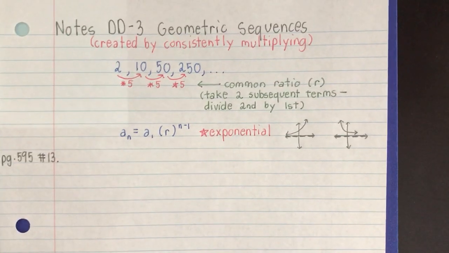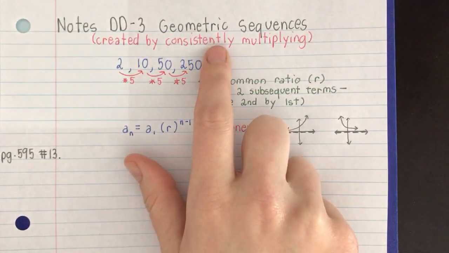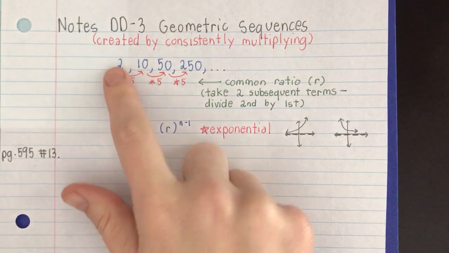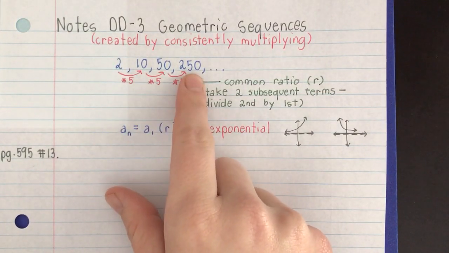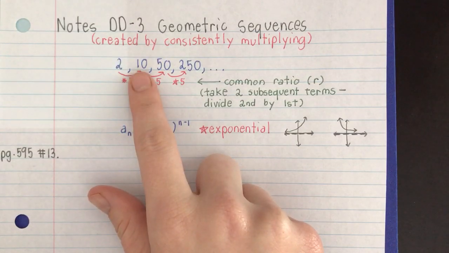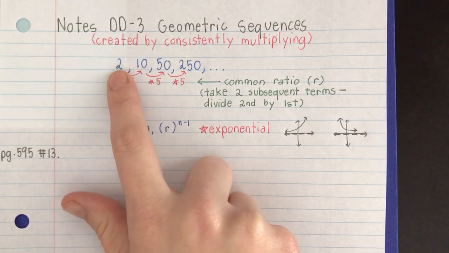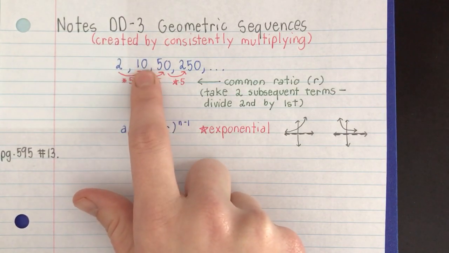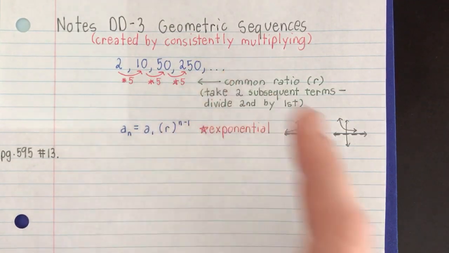Looking at notes DD-3, geometric sequences. Geometric sequences are created by consistently multiplying. Look at this sequence we have here. It goes 2, 10, 50, 250. How is this sequence created? If you notice, it's created by taking the previous term and multiplying by 5 to get the next term. Take this term, multiply by 5, take this term, multiply by 5, etc.